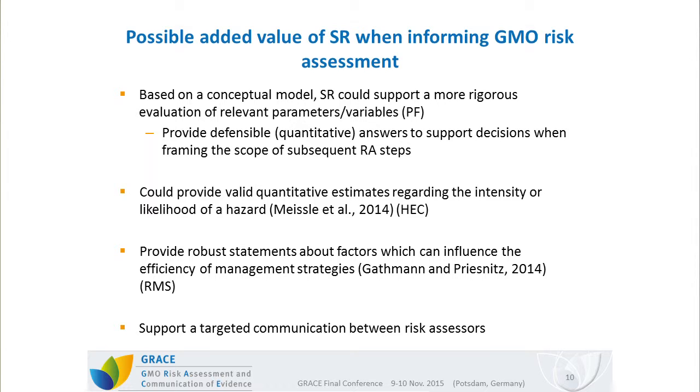Then during the development of risk management strategies, they could provide robust statements about factors which can influence the efficiency of a management strategy, as done by a protocol by Kai and Achim about baseline susceptibility of target pests, for example. And I think, very generally speaking, systematic reviews can support a targeted communication between risk assessors in general. But what you have to consider are the limitations which might be associated with these tools.